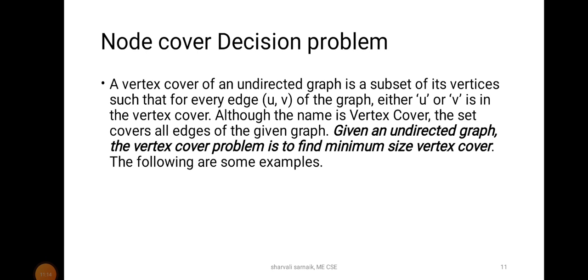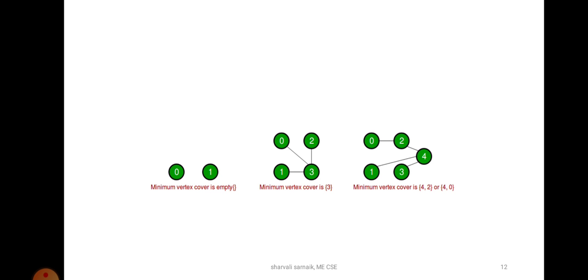Next we will see the node cover decision problem. A vertex cover of an undirected graph is a subset of its vertices such that for every edge (u, v) of the graph, either u or v is in the vertex cover. Although the name is vertex cover, the set covers all edges of the given graph. Given an undirected graph, the vertex cover problem is to find the minimum size vertex cover. Let us see an example.